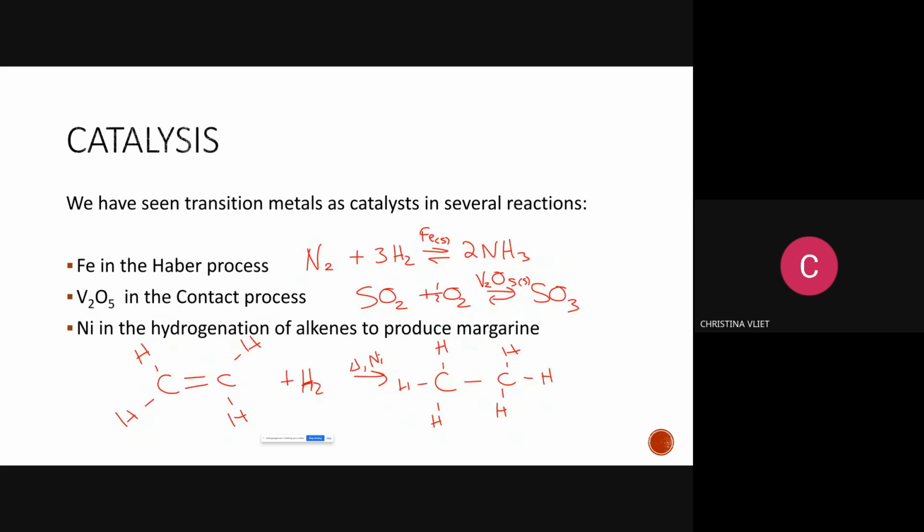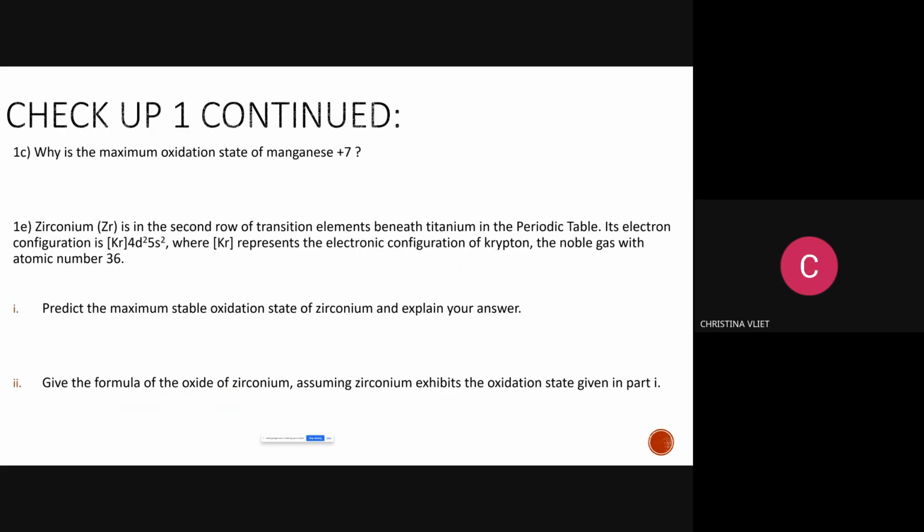We're good? Move on? Okay, so why is the maximum oxidation state of manganese +7? Right. So literally you can just go here and count backwards. 1, 2, 3, 4, 5, 6, 7. Maximum oxidation state.